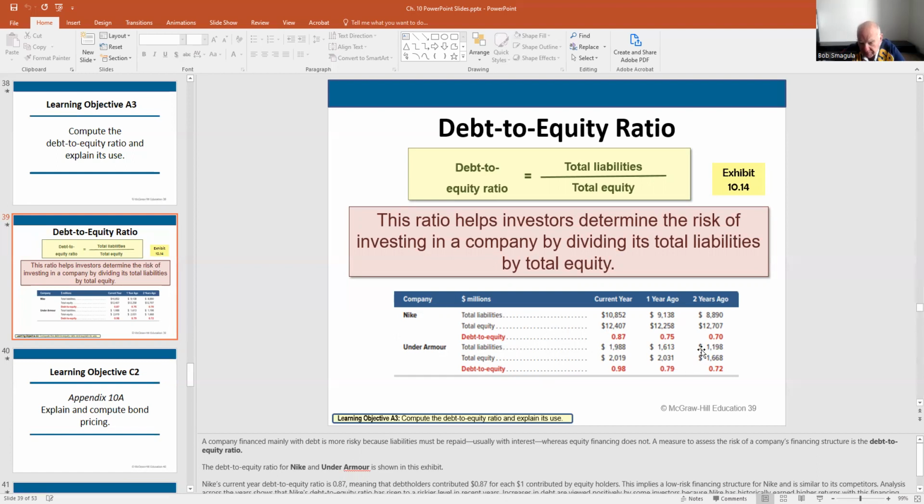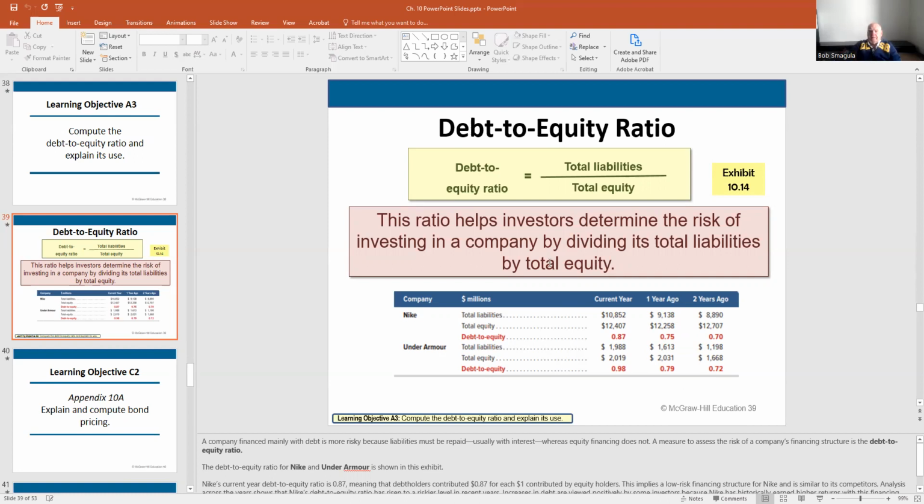So it went from 70%, 75, 87. Getting a little tougher. Same thing with Under Armour. Must be something in the sports apparel world where they've had to borrow more. 72, 79, 98.